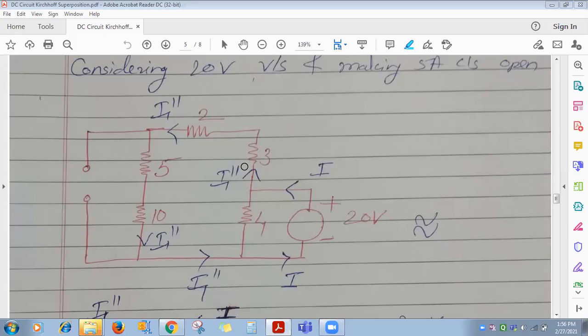Has everyone finished drawing the circuit? Once you finish, tell me. Done with this? Yes, ma'am. I1 double dash is equal to 1 ampere. Okay, wait, we'll check.